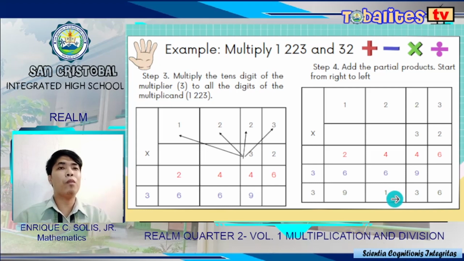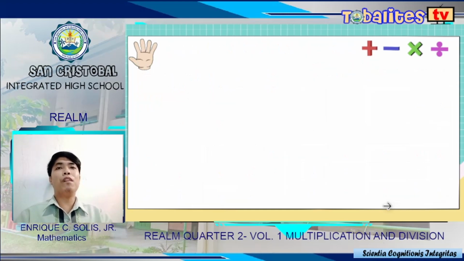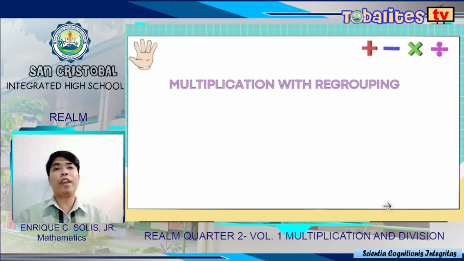Again, we are going to write the ones digit 1 and regroup the tens digit 1 on the top of 2. 1 plus 2 is 3, plus 6, we have 9. And then, since we don't have a digit on the top of 3, we simply bring down 9. So, our product for 1,223 times 32 is 39,136. Do you get it, class? Okay, very good.